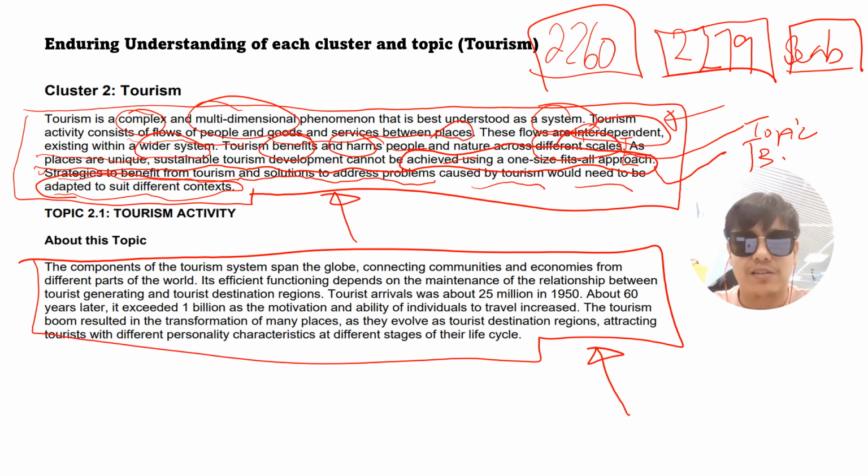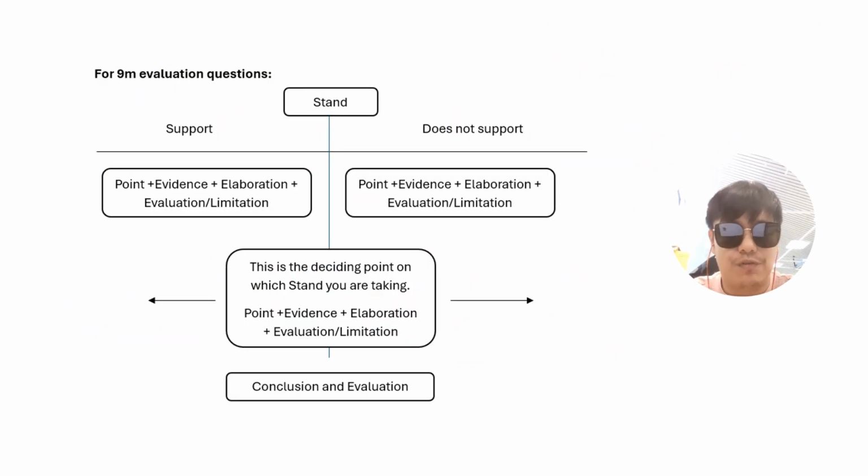The impact, the solutions, or the results will be different because of different economic development levels. It could be because of different government, different, even climate as well. So it could be anything. So you need to be able to understand these enduring understandings, then you'll be able to do your 9 marks question well, right? Let's move on.